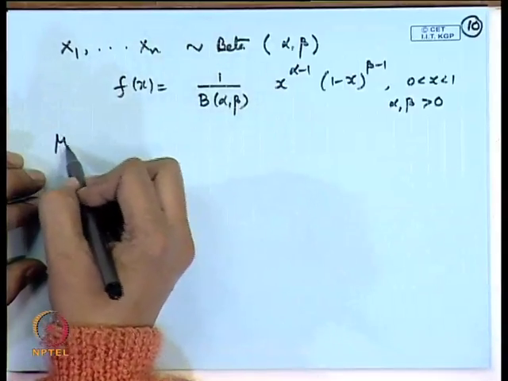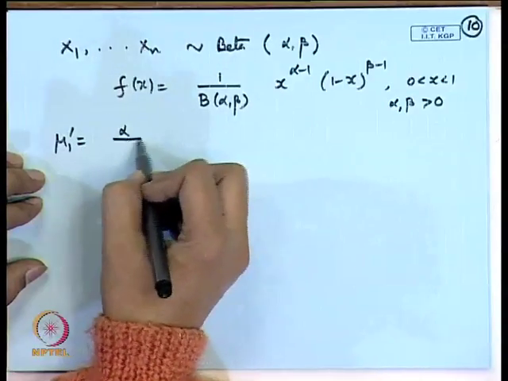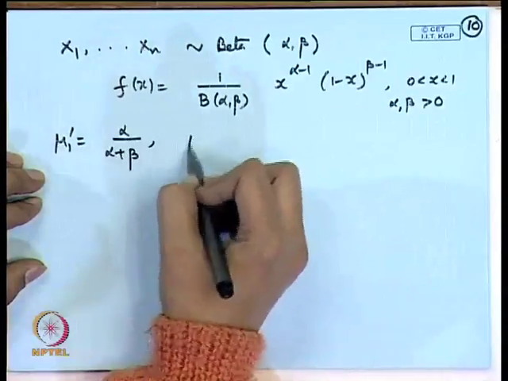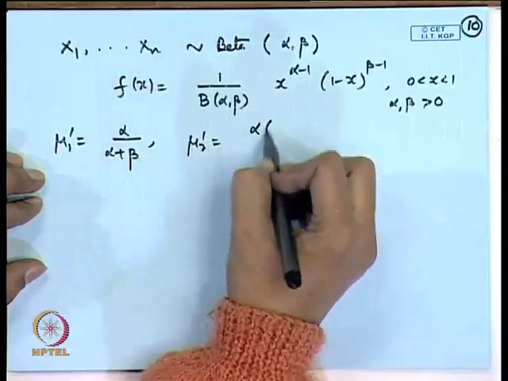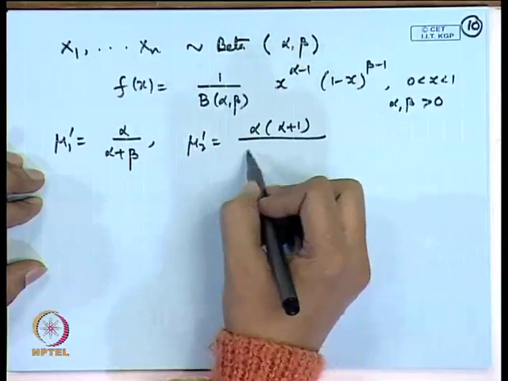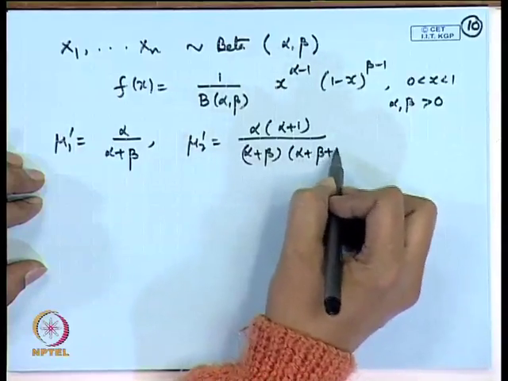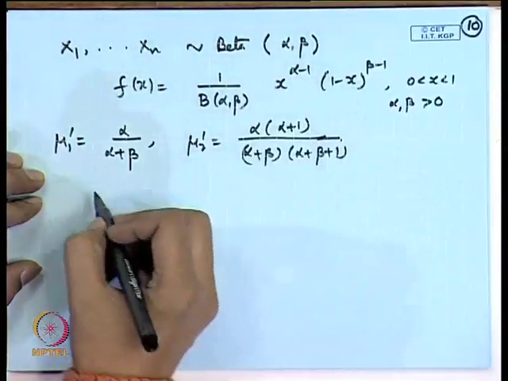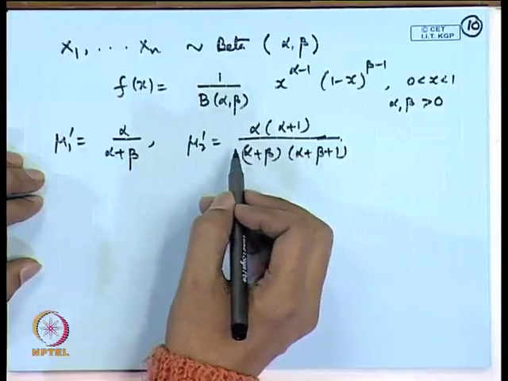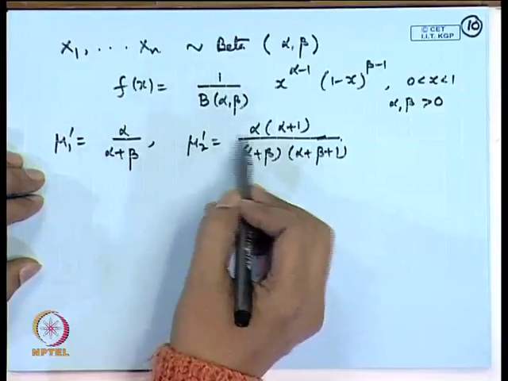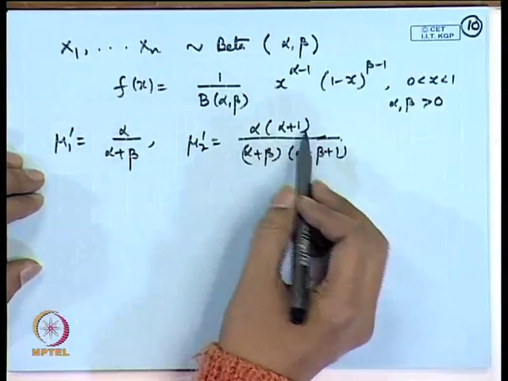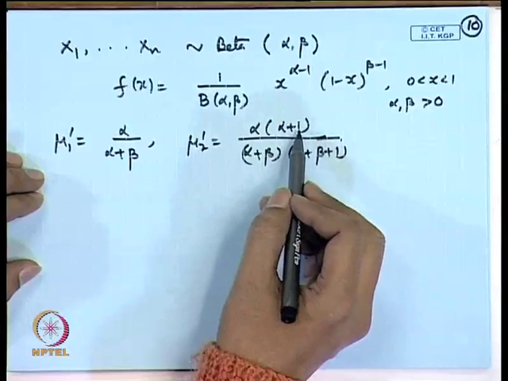The first two moments of a beta distribution are alpha by alpha plus beta, and alpha into alpha plus 1 divided by alpha plus beta into alpha plus beta plus 1. So, we can solve these equations by firstly dividing and then subtracting by 1 etcetera.